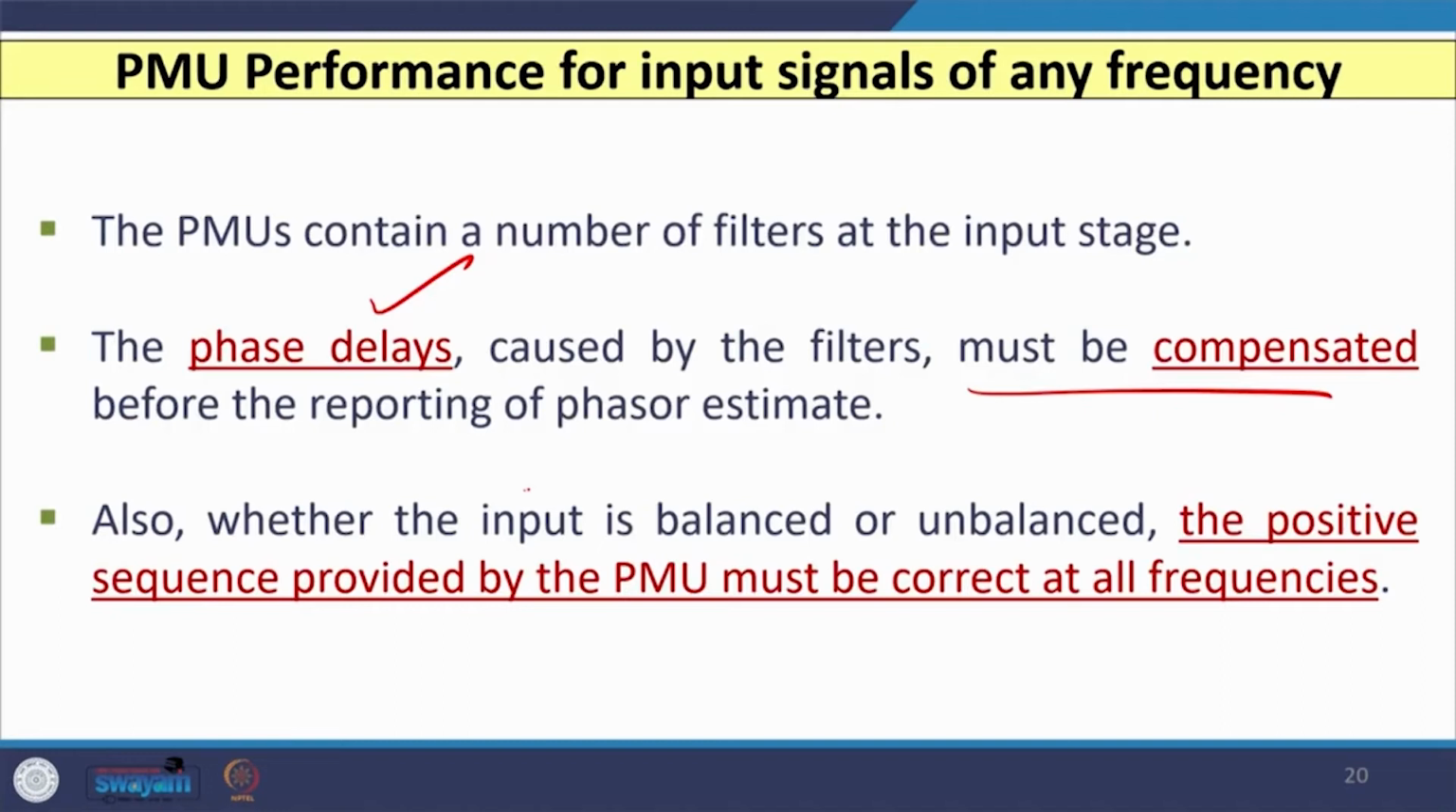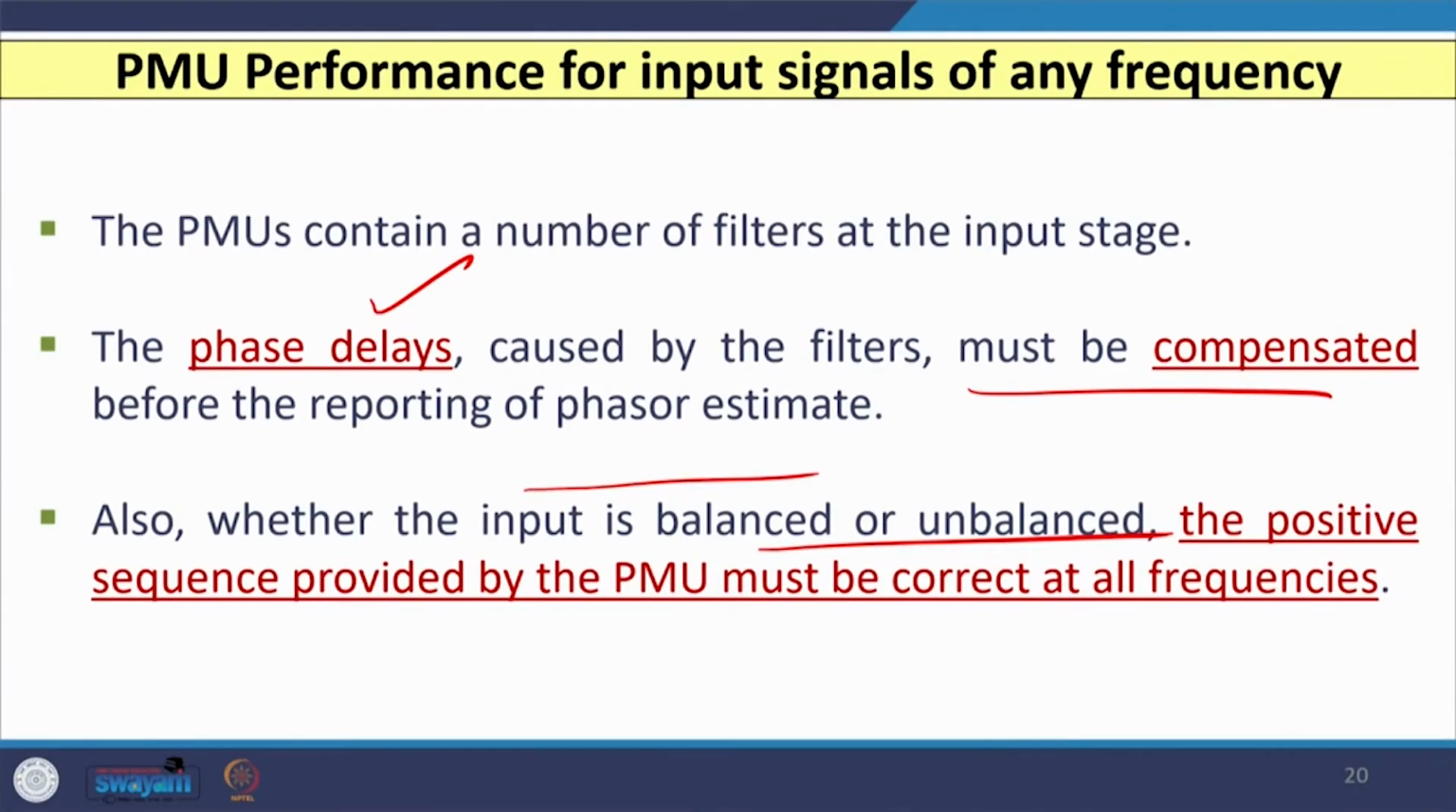Also, whether the input is balanced or unbalanced, the positive sequence provided by the PMU must be correct at all frequencies. So, it has to consider all the frequencies, and the positive sequence output provided by the PMU remains constant irrespective of whether my input is balanced or I received some unbalance in the input.